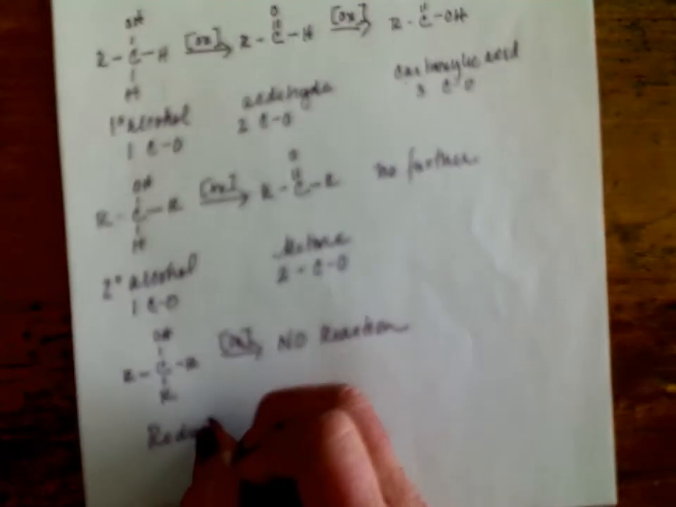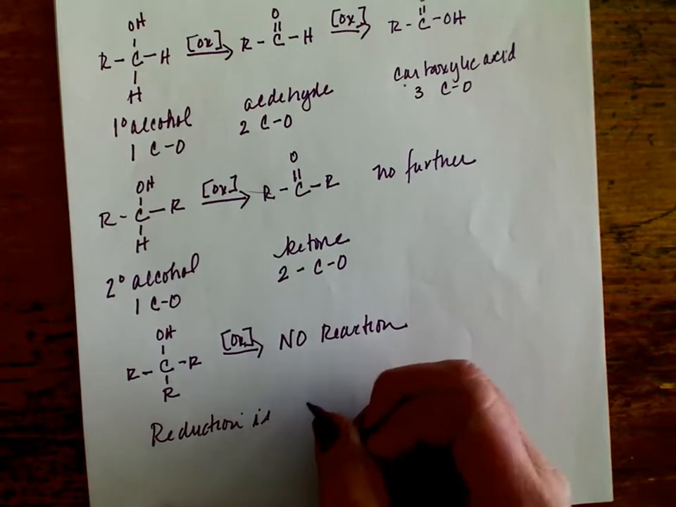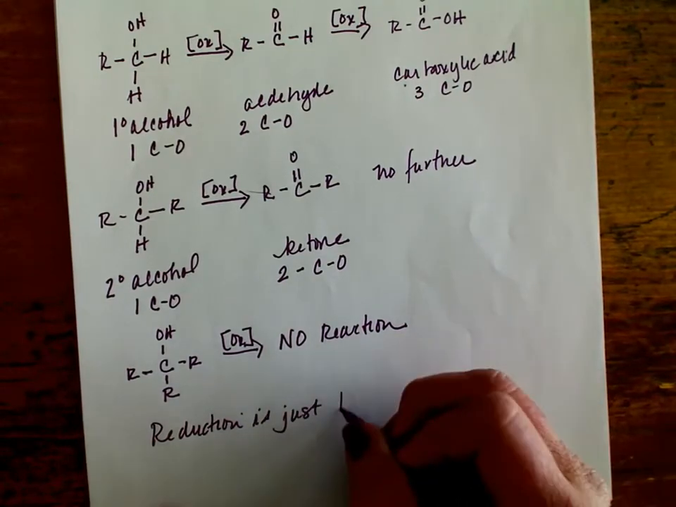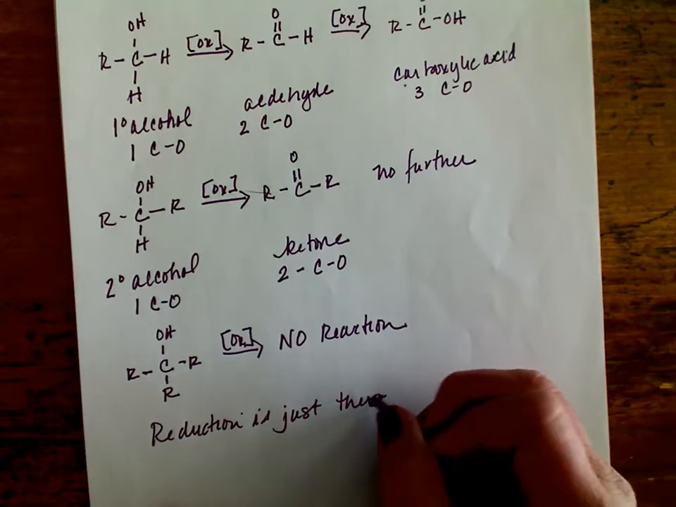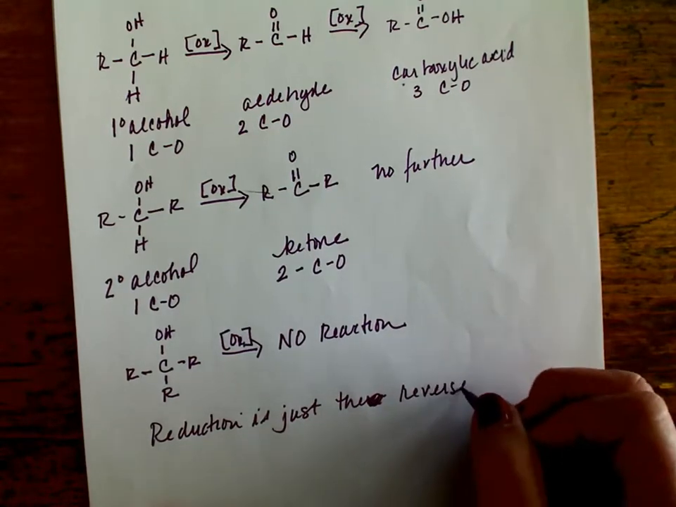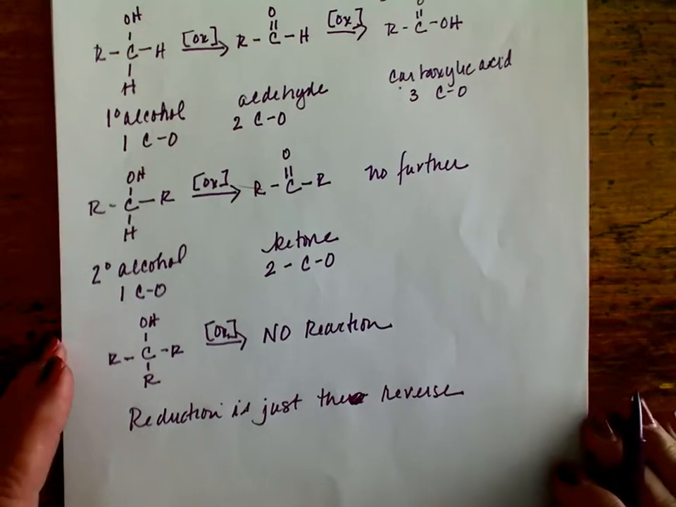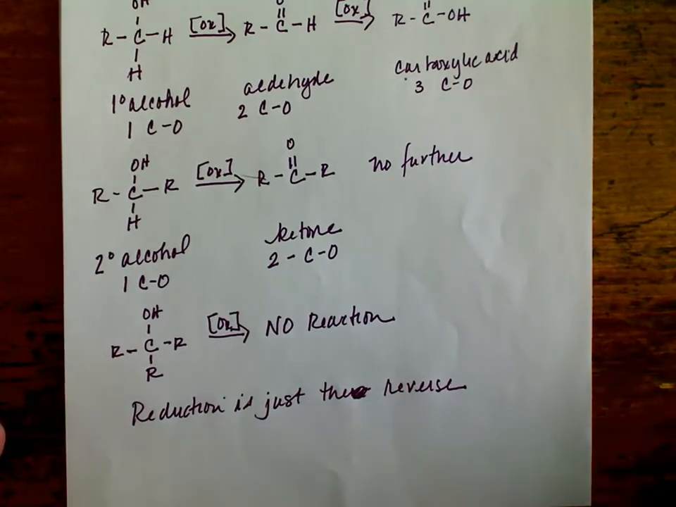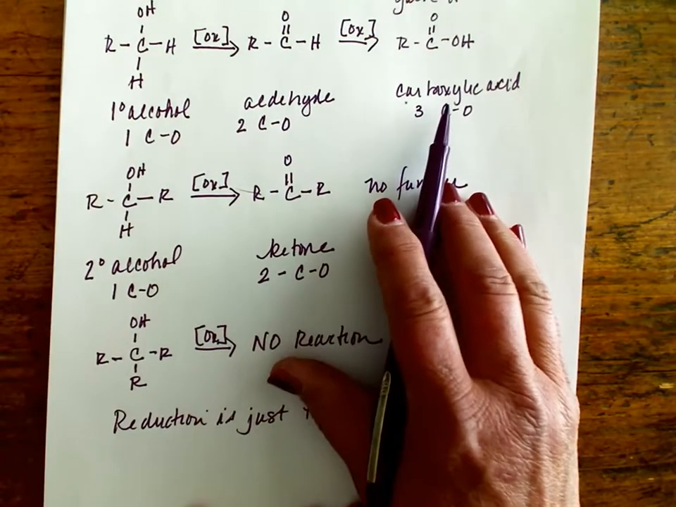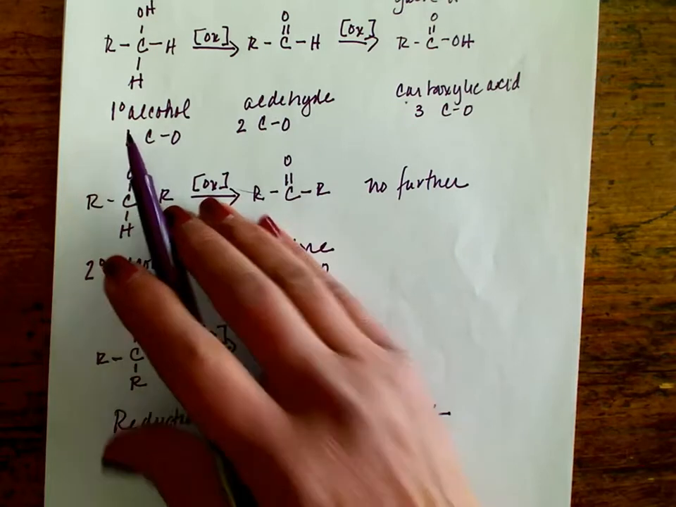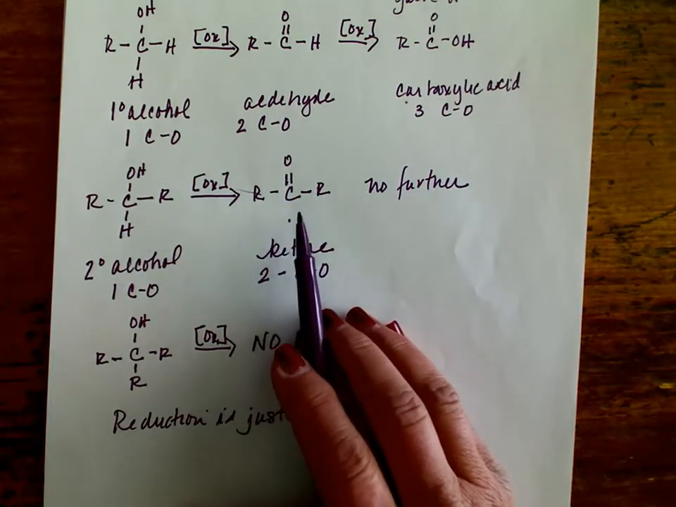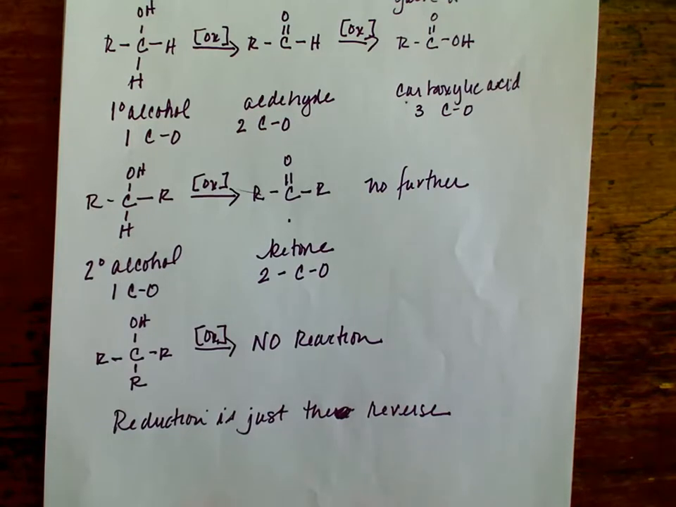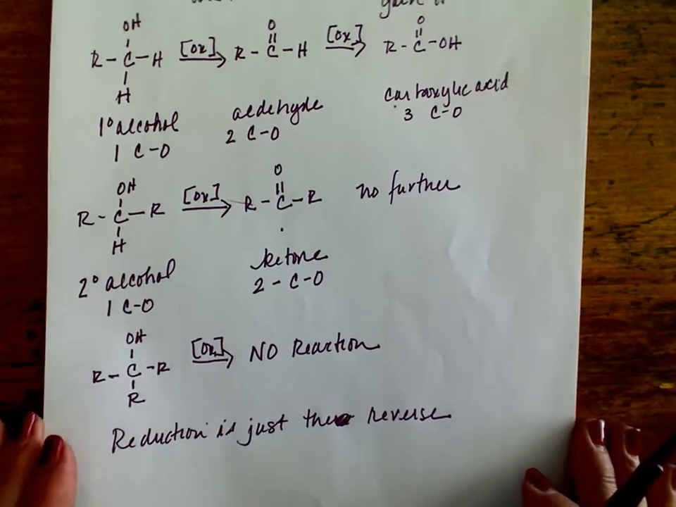Reduction is essentially just the reverse. So we will lose C-O bonds and gain hydrogen. We'll be adding hydrogen essentially to these molecules to reduce them in the opposite direction. So carboxylic acids can be reduced to aldehydes, to primary alcohols, and we can reduce the ketone back to a secondary alcohol. And again, the tertiary alcohol, since we can't oxidize it, there would actually be no reaction associated with that.